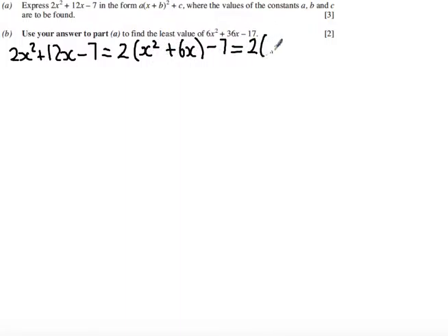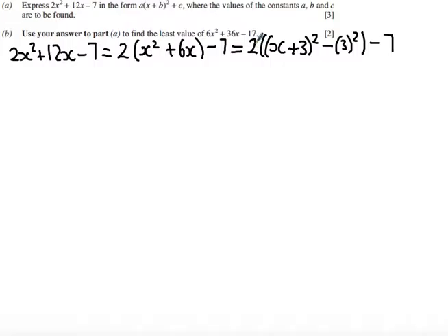So 2 times (x, halve the x coefficient, so I get x plus 3) squared. I then want to subtract that constant squared, so minus 3 squared, and this is all within that bracket that is being multiplied by 2 at the moment, minus 7. Notice how I'm leaving that 7 alone so I don't do anything with it.